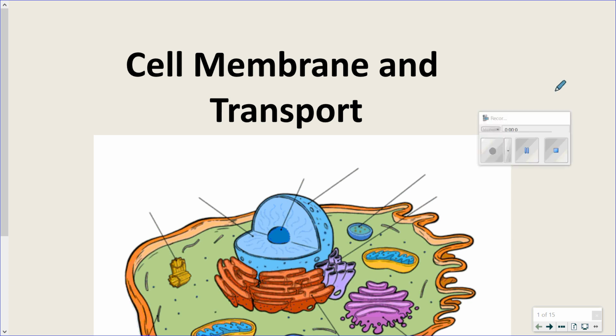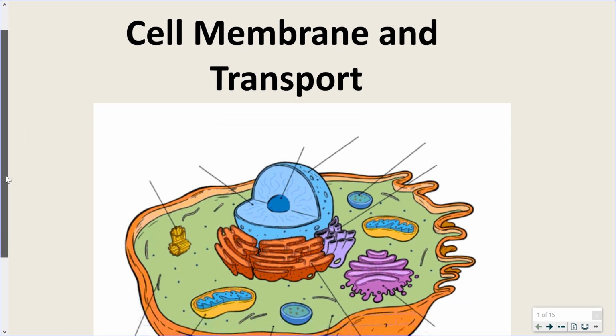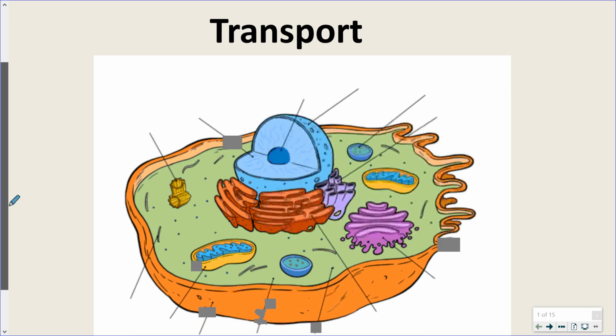Hello everyone, this lesson is going to be on the cell membrane and transport across the cell membrane. The cell membrane is around the outside of the cell, separating the interior from the exterior, also referred to as the plasma membrane. But as we'll see, it does much more than just create a border between the inside and the outside.